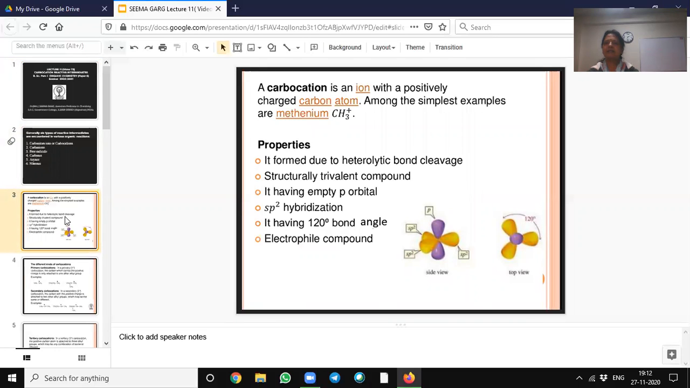A carbocation is an ion with a positively charged carbon atom. The simplest example is the methanium ion. Properties of carbocations: it forms due to heterolytic bond cleavage. Structurally, it is a trivalent compound having an empty p orbital, sp2 hybridization, and a 120-degree bond angle. It is an electrophile, which means it is electron deficient.